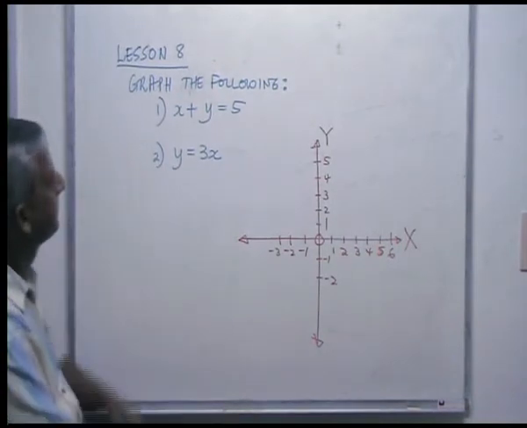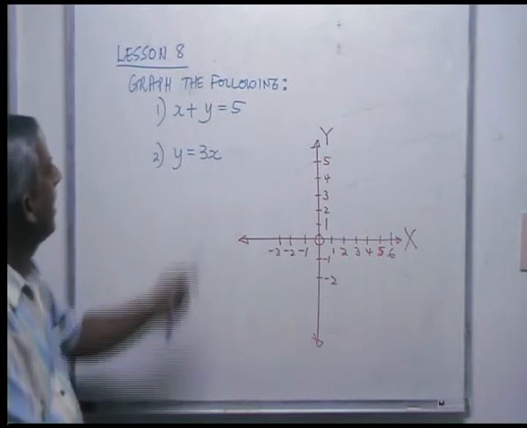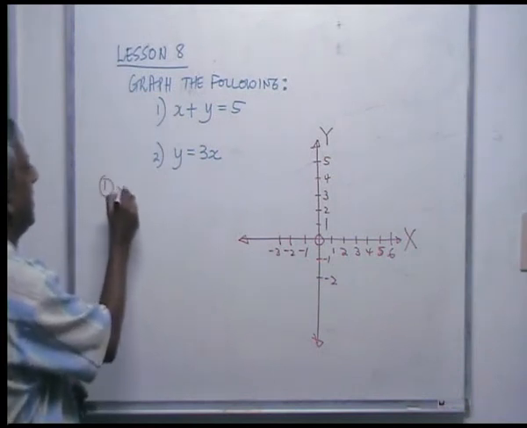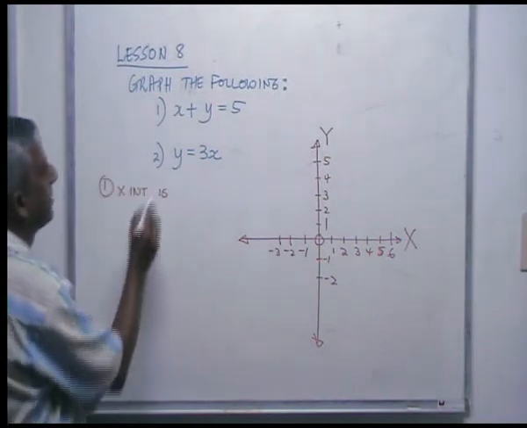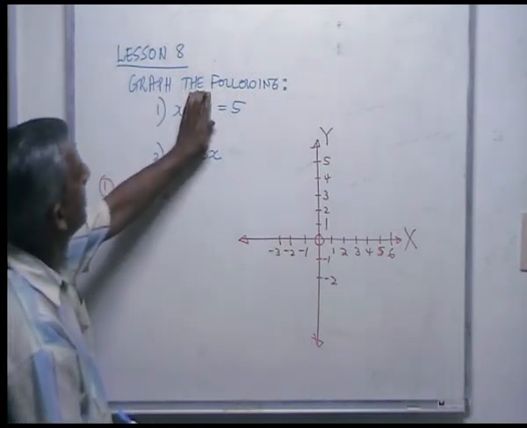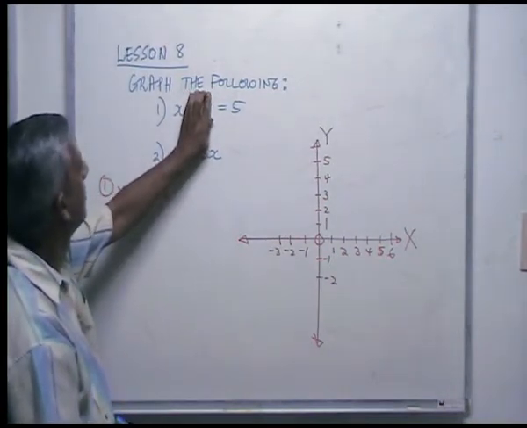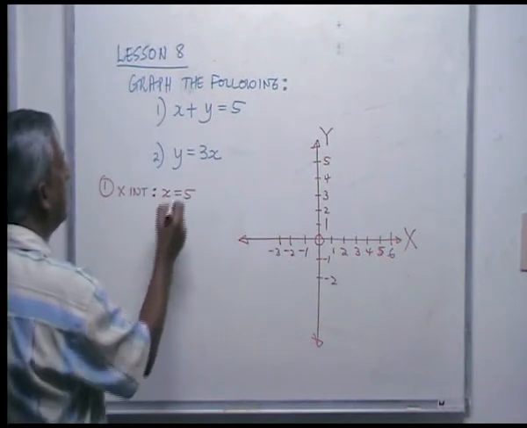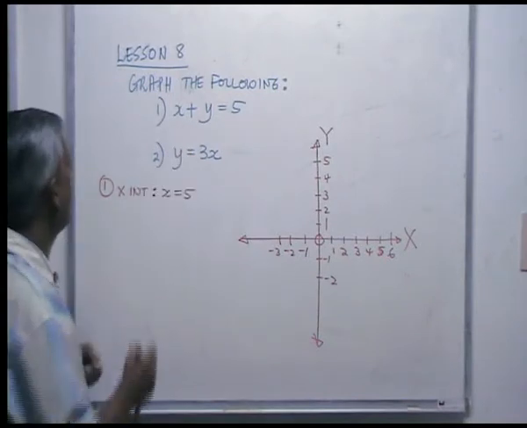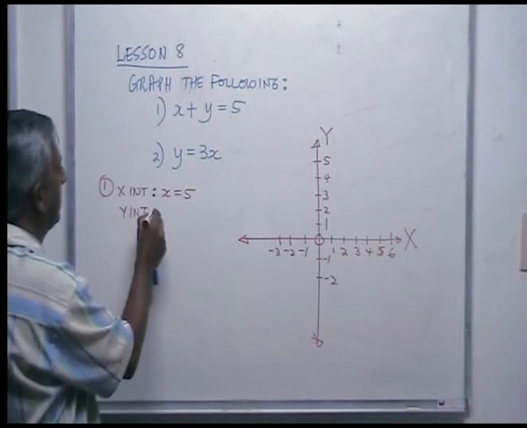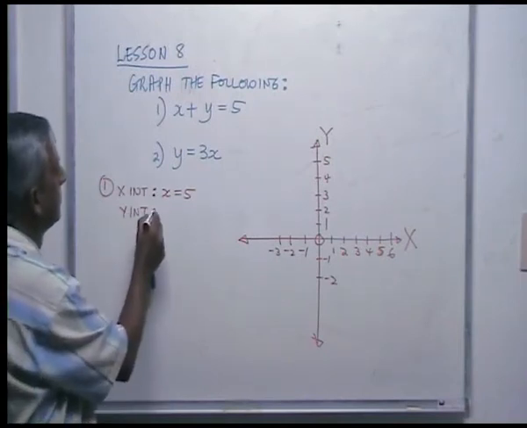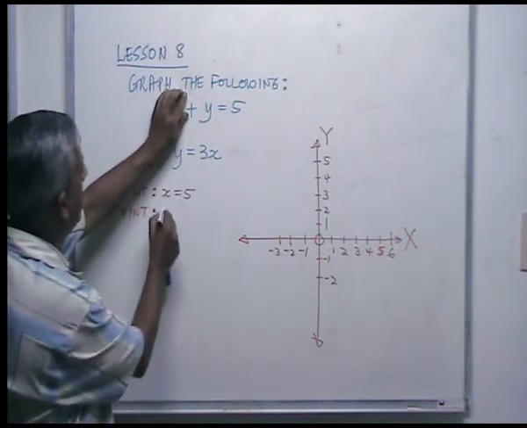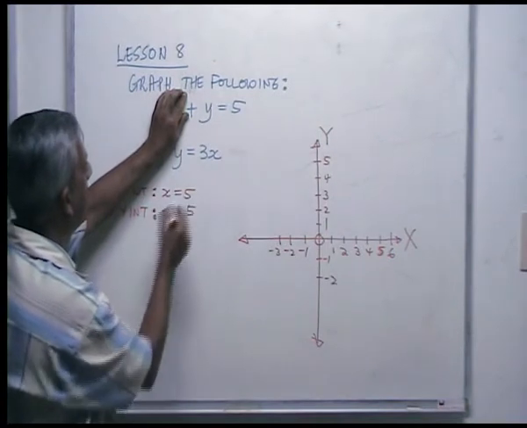When we look at number 1, we say, oh, no problem. I can do that using the x-intercept and y-intercept. So for number 1, what is the x-intercept? You put y equal to 0. So x is equal to 5. Then I'm going to find the y-intercept. You put x equal to 0. Oh, very nice. y is equal to 5.